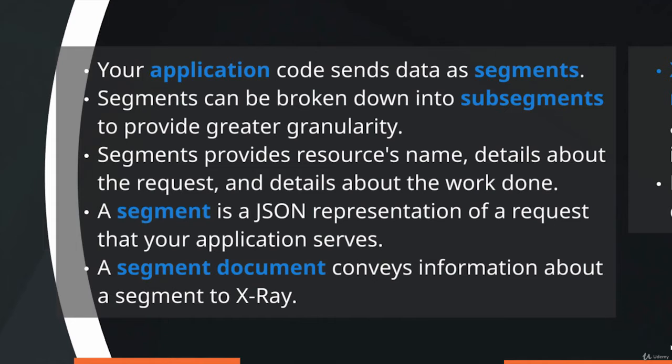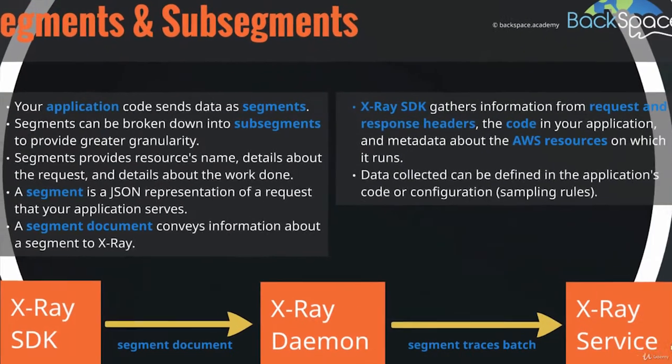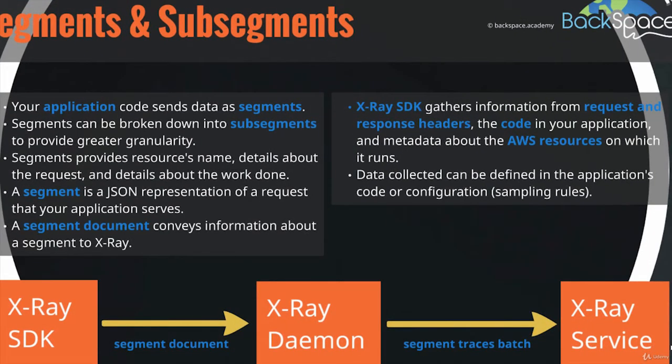Now, the segment that is passed from the X-Ray daemon to the X-Ray service, which will contain that application data, will be a JSON representation of a request that your application serves. And a segment document will be information that is provided through your application through the X-Ray software development kit, and that segment document will be passed on to the X-Ray daemon, and that will convey information about that segment and what to monitor with the X-Ray daemon.